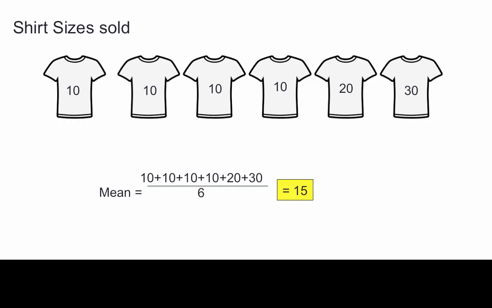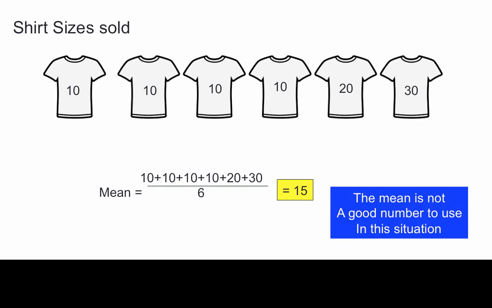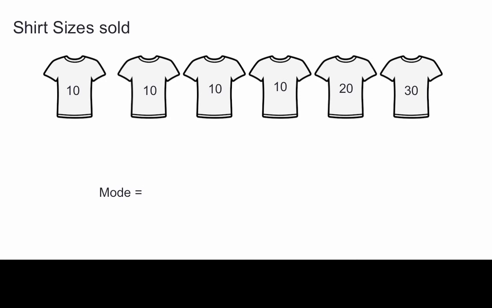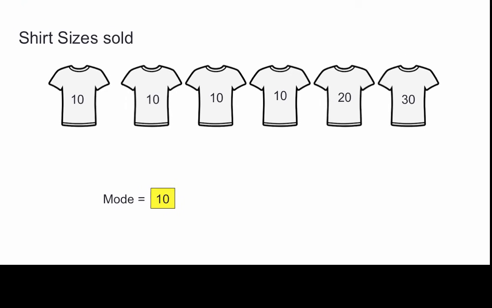Let's say I wanted to order in some new shirts and I use the mean. I would be ordering in more size 15s, which doesn't really make any sense because I didn't sell any size 15s. In this case, the mean is not a good number to use in this situation. But what about the mode? The mode is the number that happens the most. In this case, it's a size 10, and I would be better off ordering more size 10s for my store.